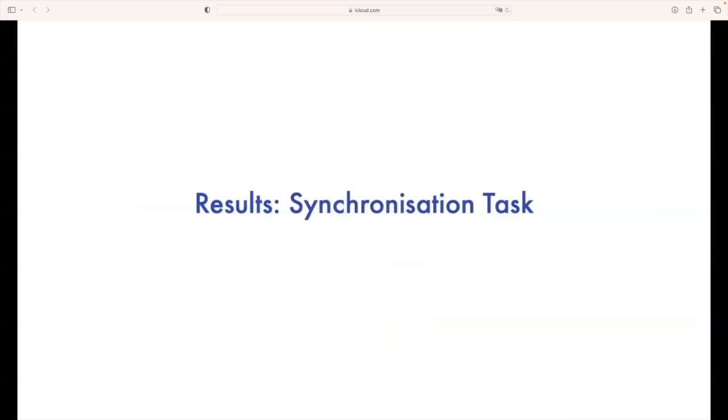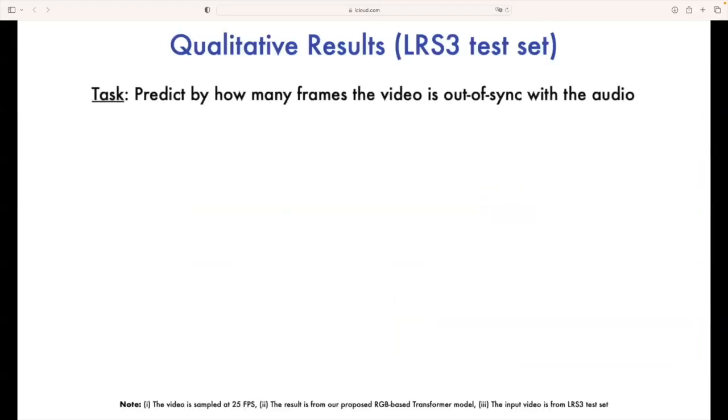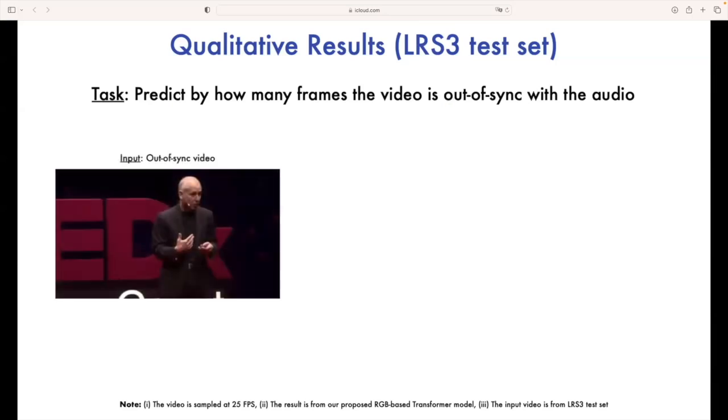Okay, let's now begin the interesting part, looking into our results. This is the result for the first task, the synchronization task. Here, we want the model to predict by how many frames the video is out of sync with the audio. On the left-hand side, I'll be showing the input video, which will be out of sync. Then we'll use our model to predict the frame offset, that is, by how many frames the video is out of sync. And on the right, we'll be showing the sync corrected video, which is the output from our model. Let's start.